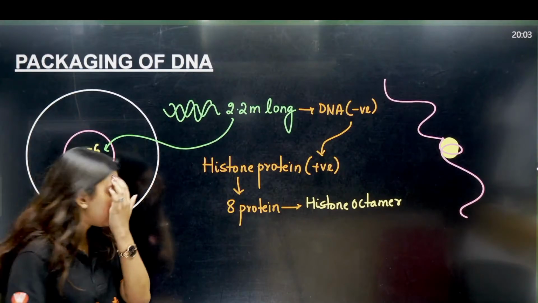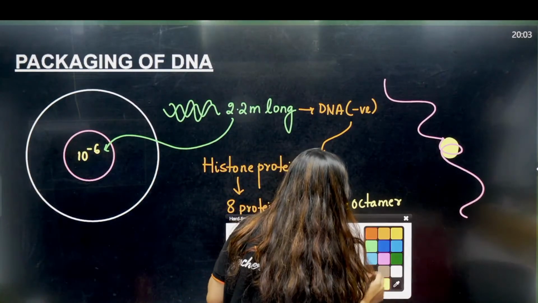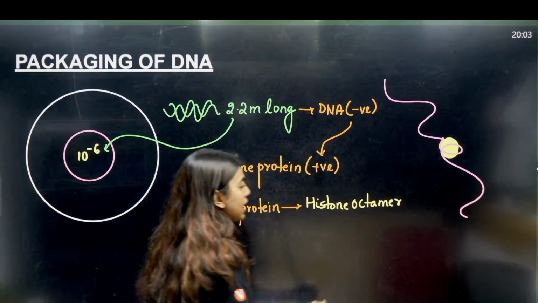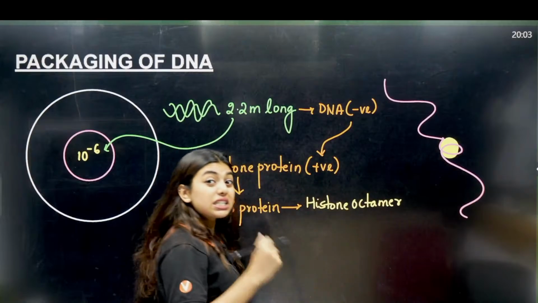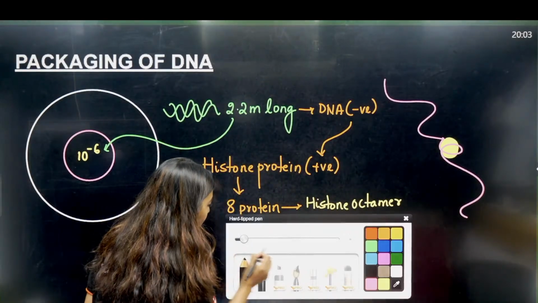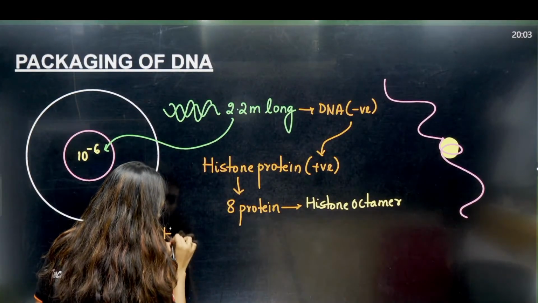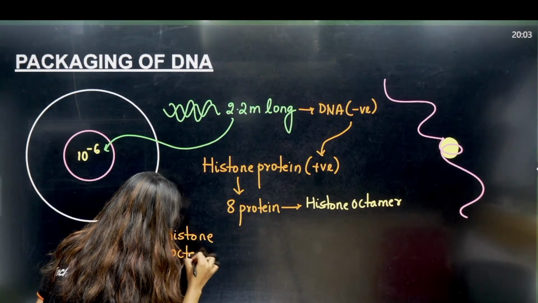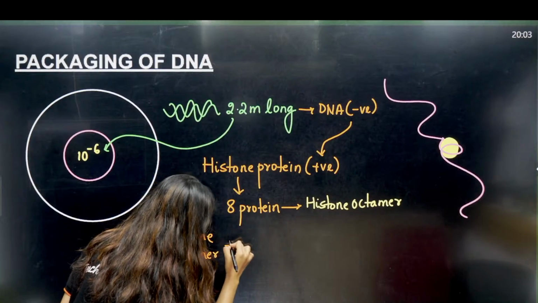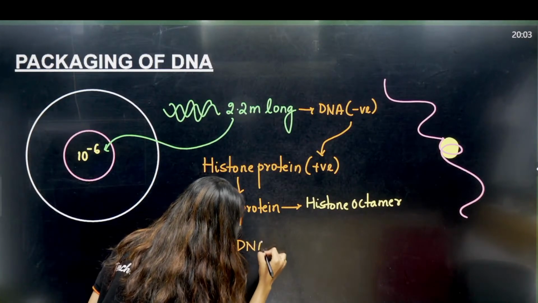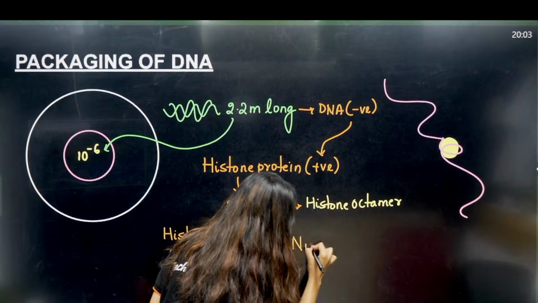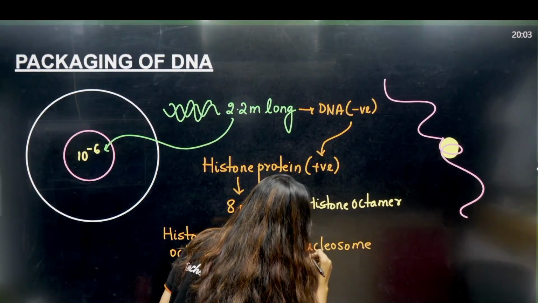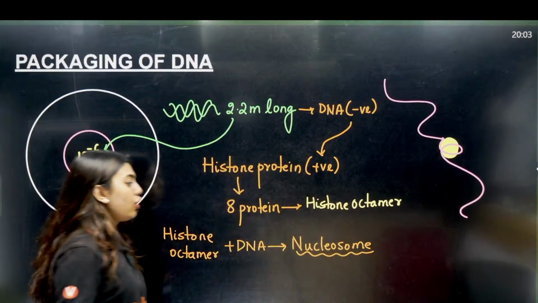Clear to all of you, right? This entire combination is going to happen. Now, ma'am, do they have a name? Yes, they do have a name. Histone octamer plus DNA, listen to me carefully, together will be known as the nucleosome.